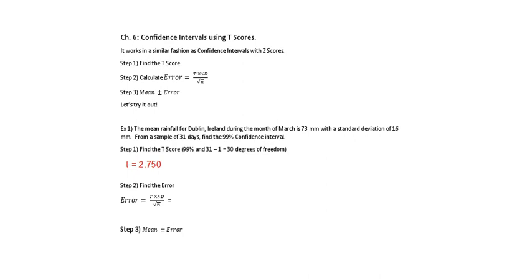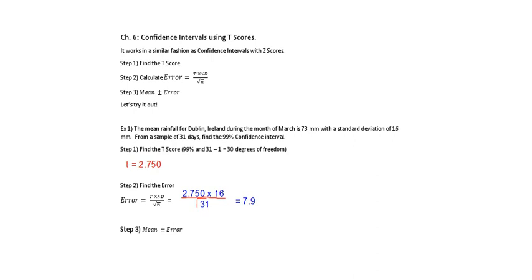Next, we will use our formula for error. And let's put that together. That's going to equal 2.750 times the standard deviation, which is 16, divided by the square root of 31. Let me fix that a little bit. Put in division, put in the square root. Good. And that is equal to 7.9.